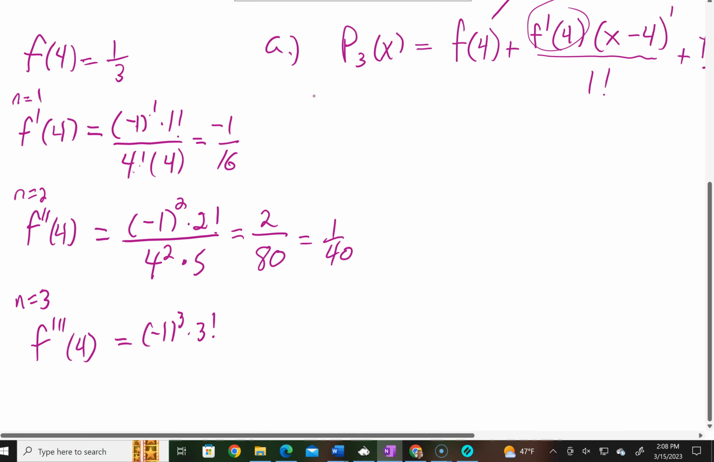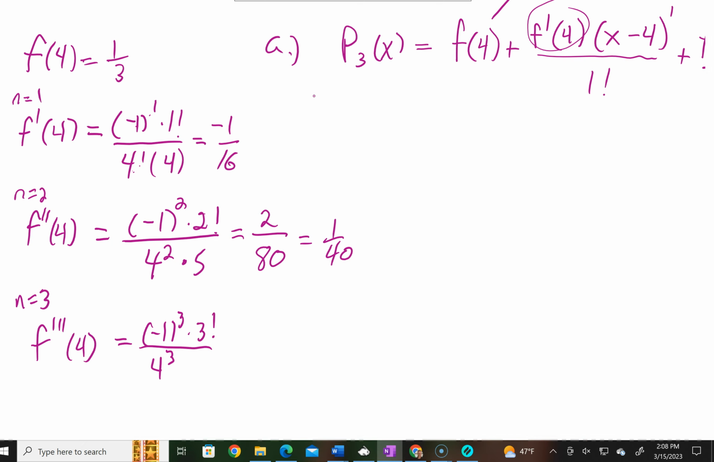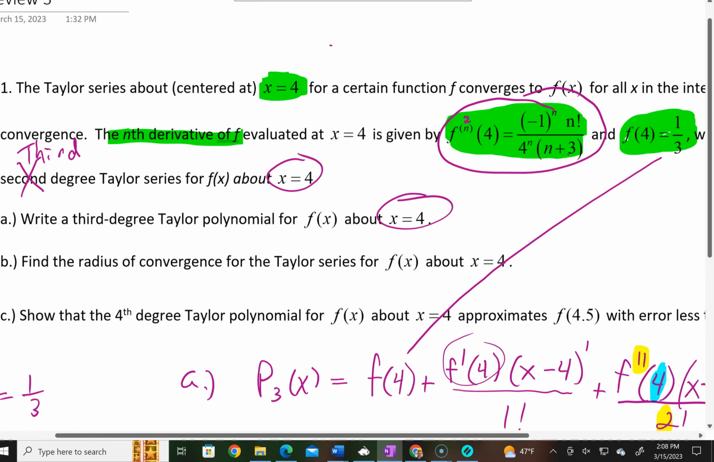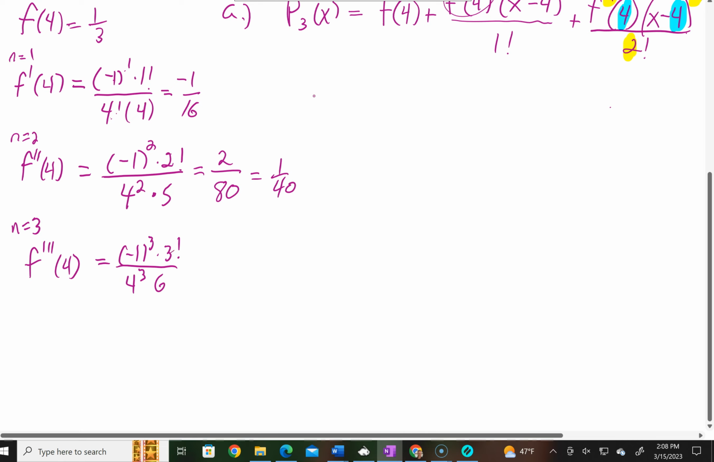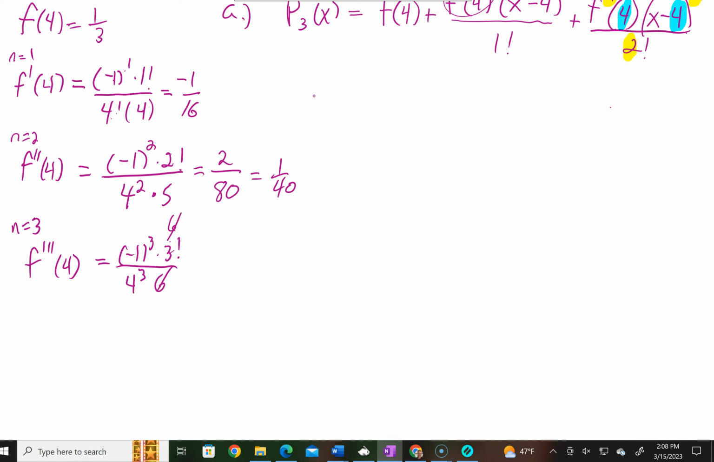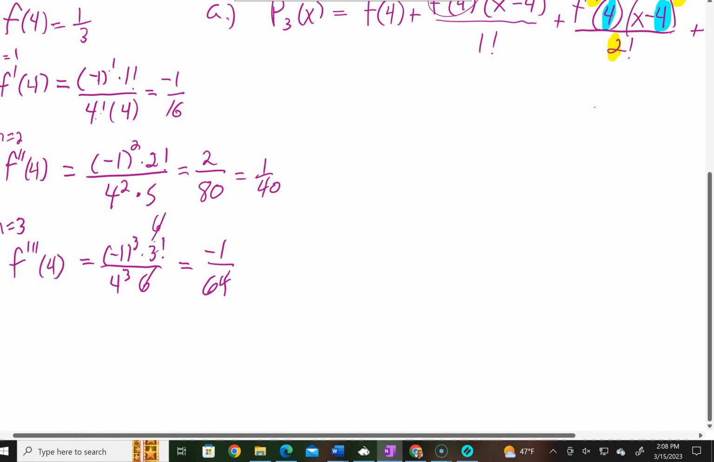You could say, well, down below, I'm going to have 4 to the third. And then, you know, we have 3 plus 3 right here. That's going to get you a 6. Well, 3 factorial is 3 times 2 times 1. That is a 6. Look at that. And negative 1 to the third is a negative 1. And 4 to the third power is actually 1 over 64. We doing okay?